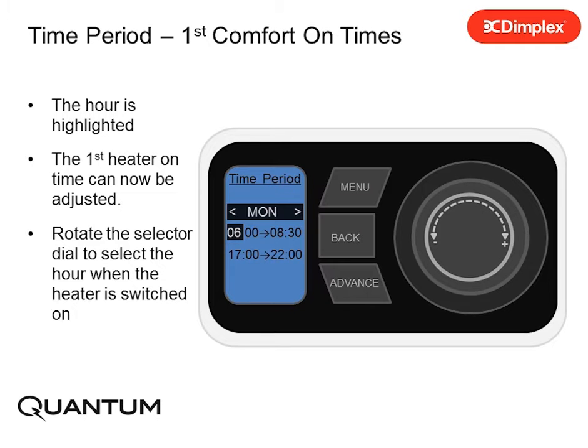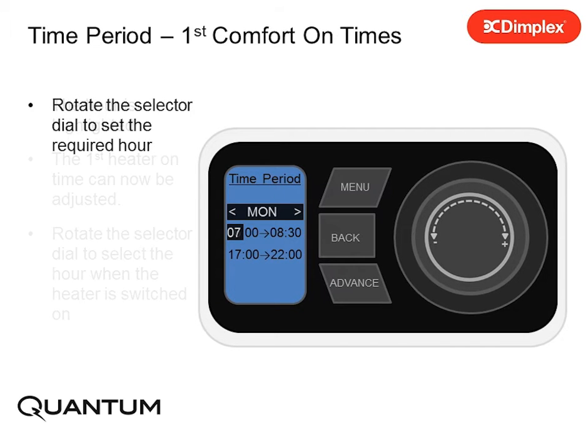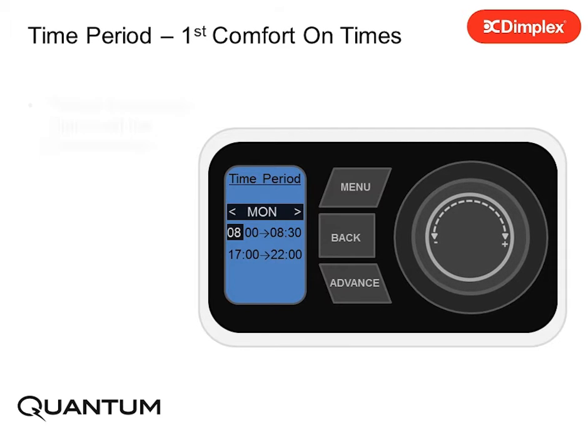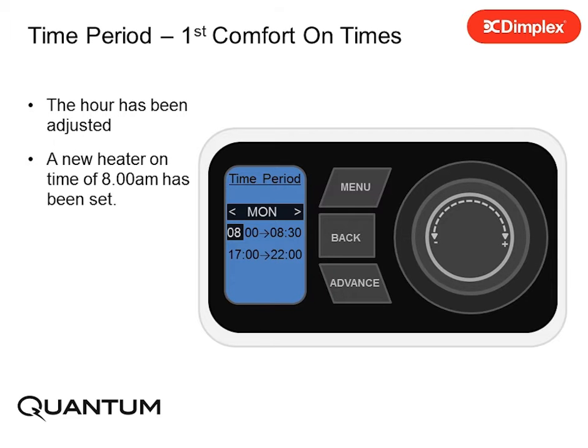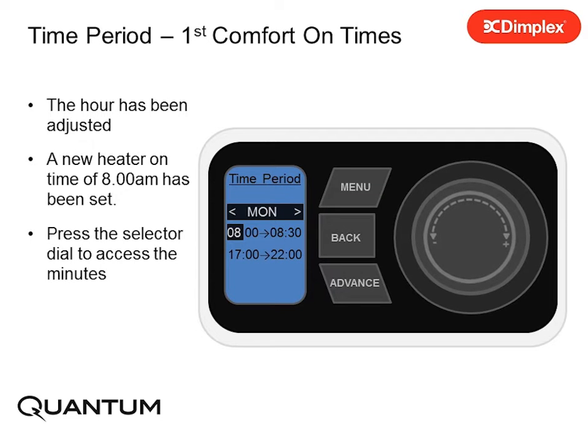Rotate the selector dial to select the hour when the heater is switched on. Rotate the selector dial to set the required hour. The hour has been adjusted. A new heater on time of 8 AM has been set. Press the selector dial to access the minutes.